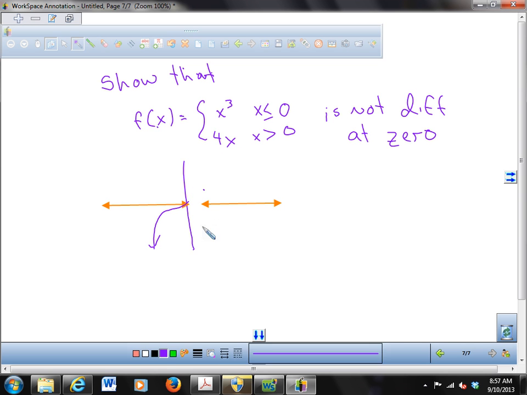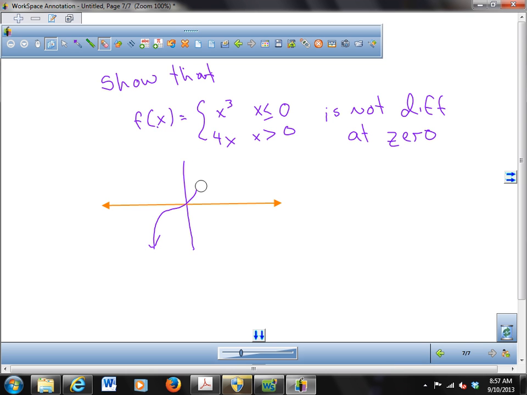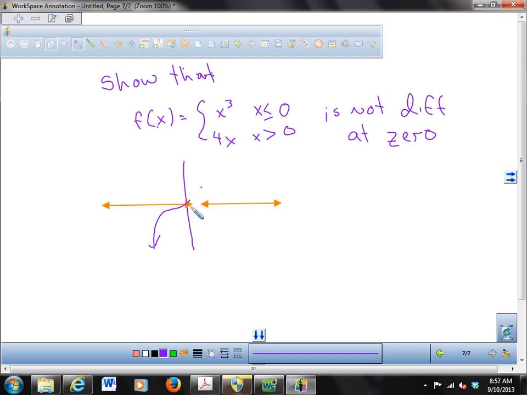Whoops. I hate when that happens. I can fix it. I just need a smaller eraser. But it doesn't do that. After x cubed, it turns into y equals 4x, which looks like what? A straight line, which looks like that, right?